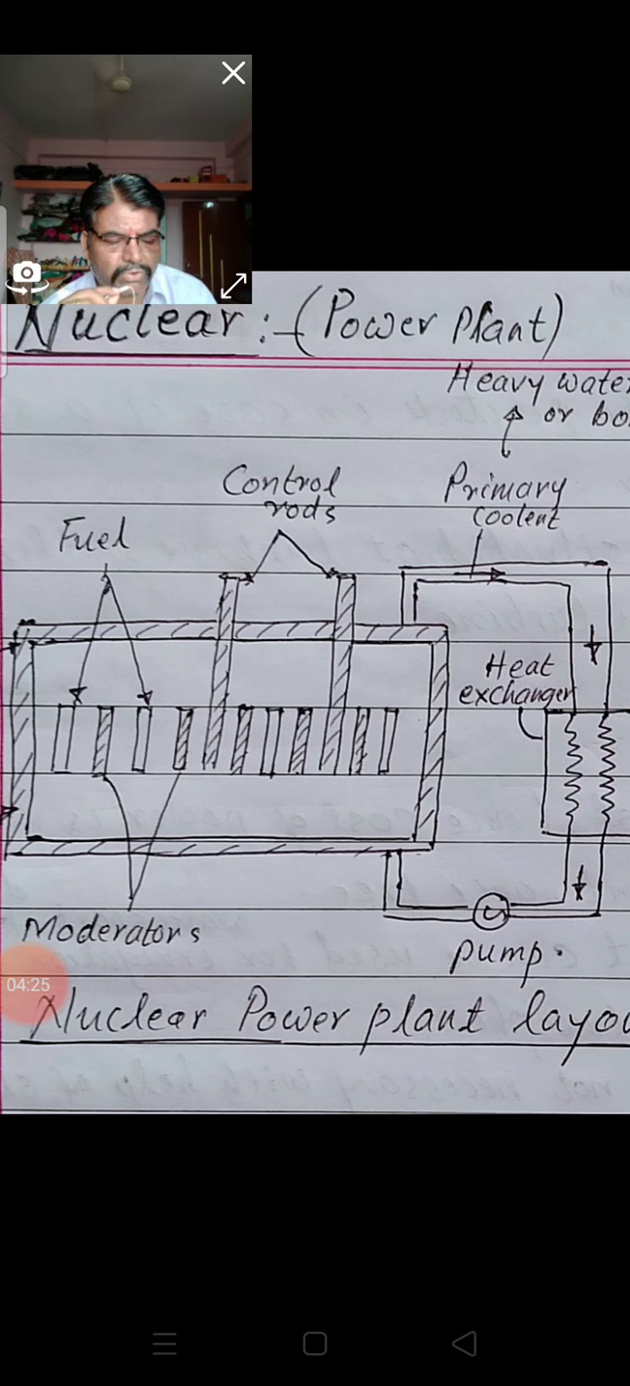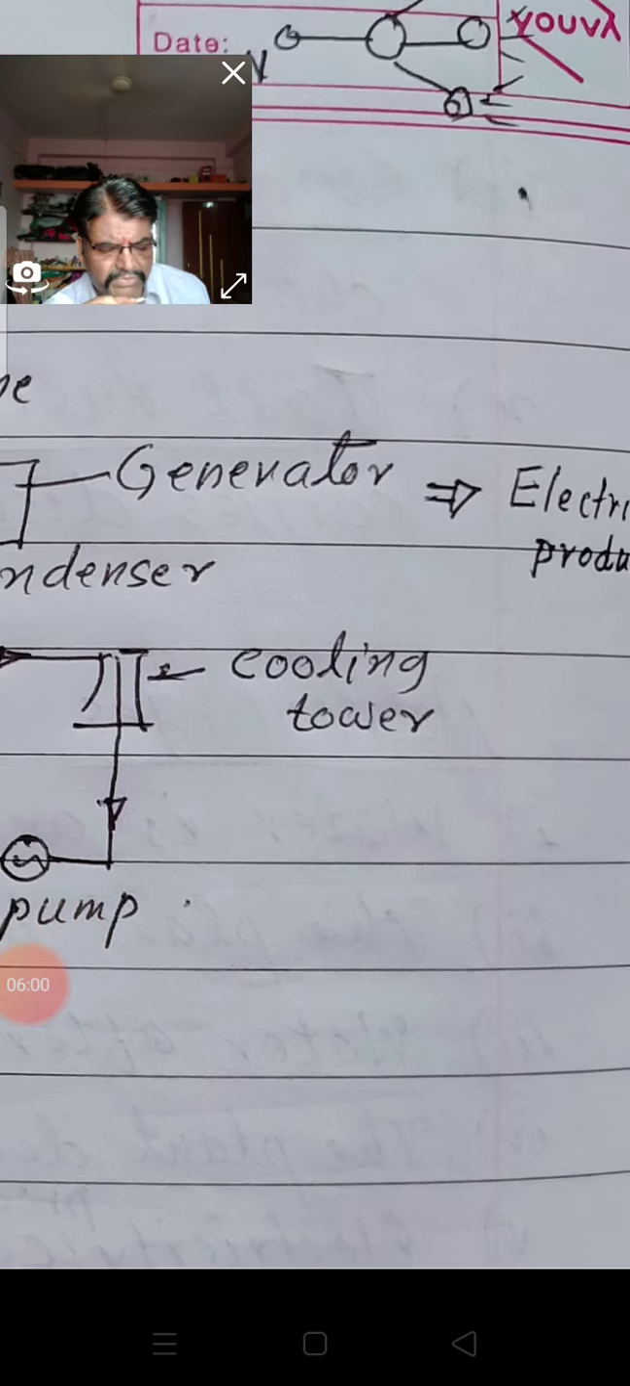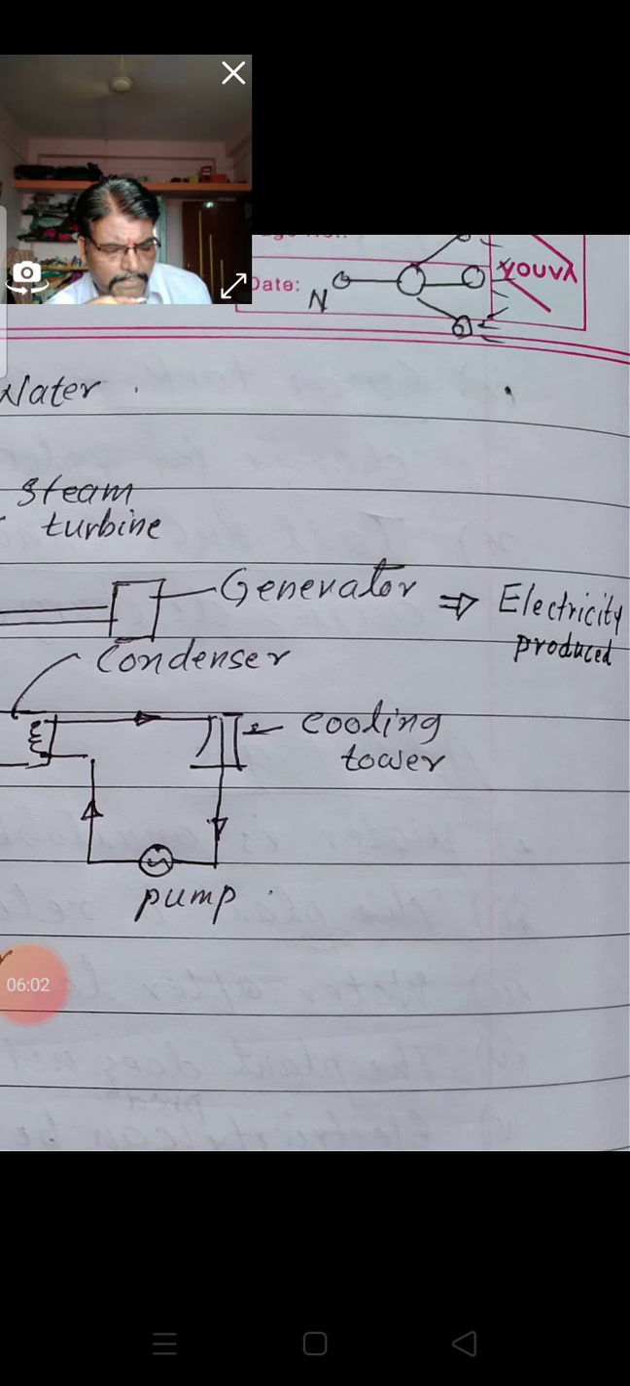Then the next part, steam turbine. The steam expands and drives the turbine, which in turn drives the generator. And the next part is the condenser. You can see the condenser in the diagram. The condenser condenses exhaust steam from the turbine. And the next part is the cooling tower, which you can see in the diagram is connected to the condenser.